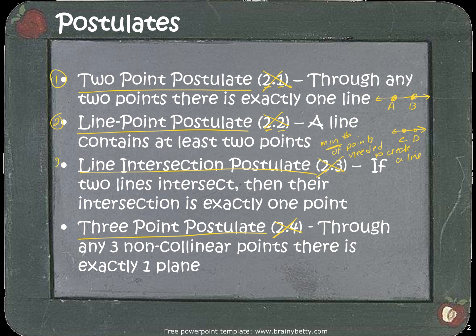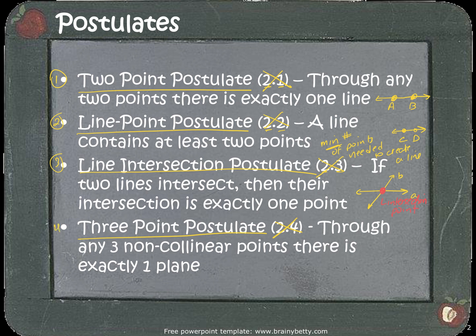The third one is called the line intersection postulate, and it basically says that if I have 2 lines that intersect, then their intersection is exactly 1 point. So here's one line, let's call it line A. Here's line B, and line A and B, as you can see, intersect in 1 point. This is the intersection of 2 lines. So it's an intersection point.